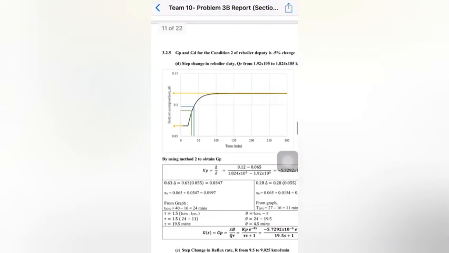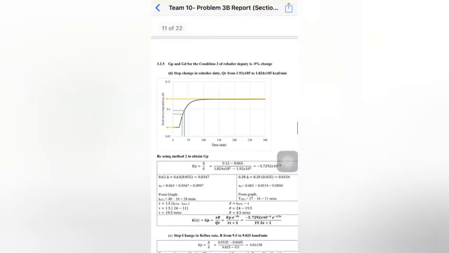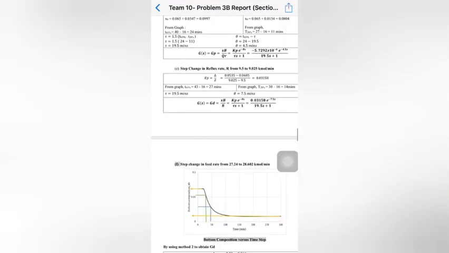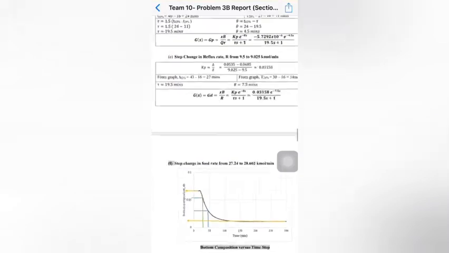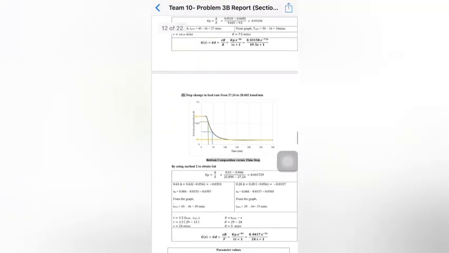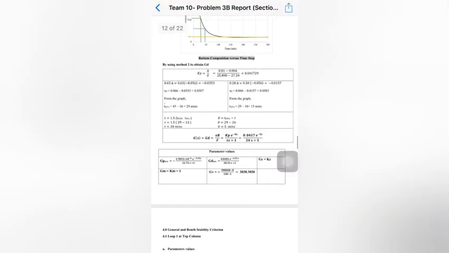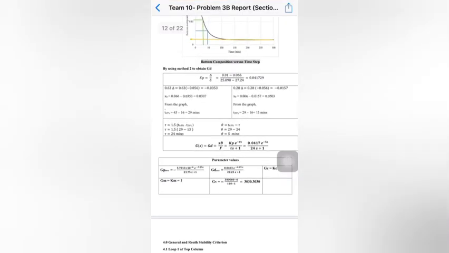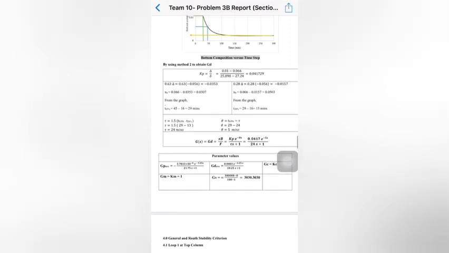The second condition is a negative 5% change. We also use the same method to find the GP and GD. The GD disturbances are the reflux rate also and the feed rate. So this is the table to summarize the parameter values that we get at the bottom column. That's all for me. Thank you.